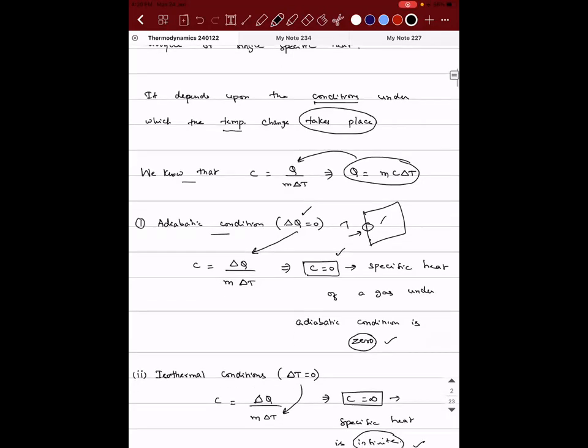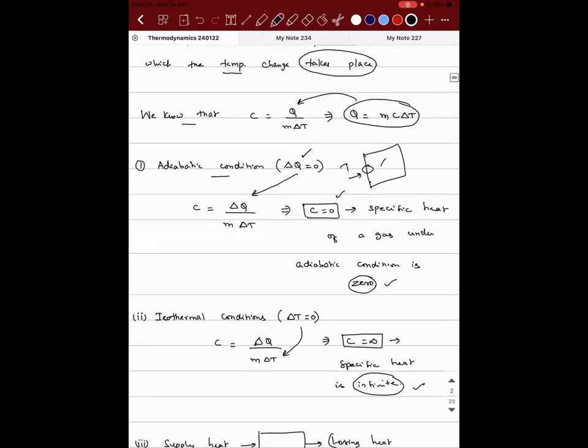Okay. Similarly, when I say isothermal conditions, delta T is equal to 0. If I substitute it mathematically, it is telling me that C is equal to infinity. It means you cannot define the concept of specific heat under this scenario.